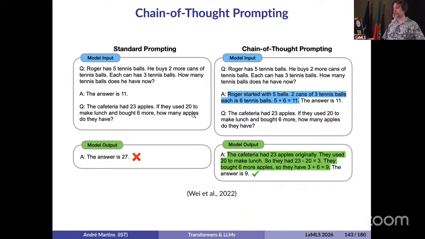This paper by Jason Wei and others in 2022 realized that if you do chain of thought prompting, so instead of the one-shot example you provide an answer that describes all the reasoning that goes into obtaining the answer 11, if you include this part in blue, then the model is going to do the same to answer this new question, and performance improves substantially. This started to make people pay more attention to the reasoning part of these models. This is called chain of thought prompting.